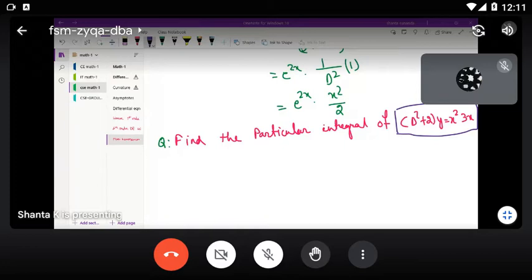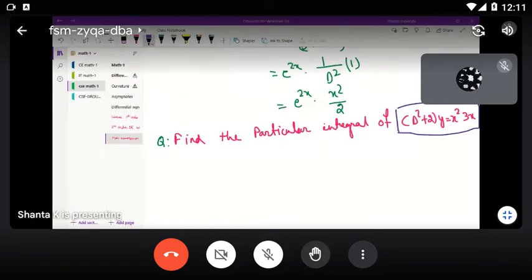Ma'am, e to the power 3x or only 3x? Okay, e to the power 3x. Sorry. This is the regular one, okay? e to the power x into V form.